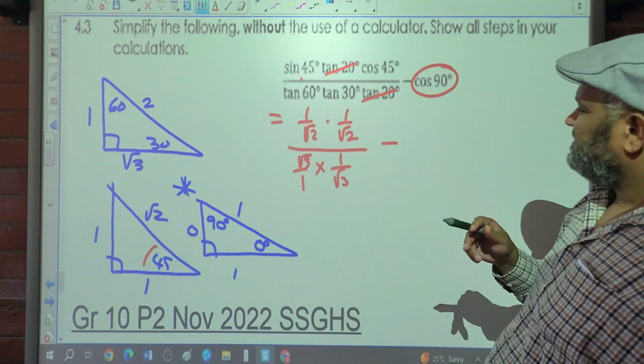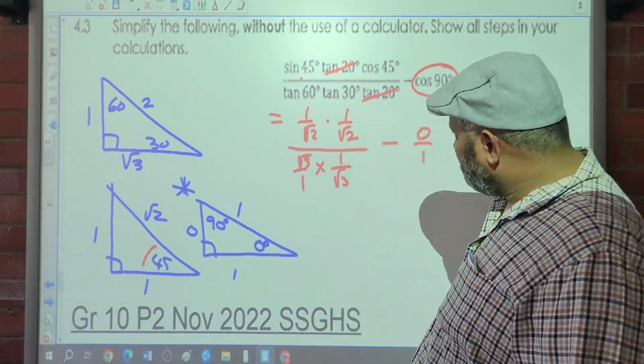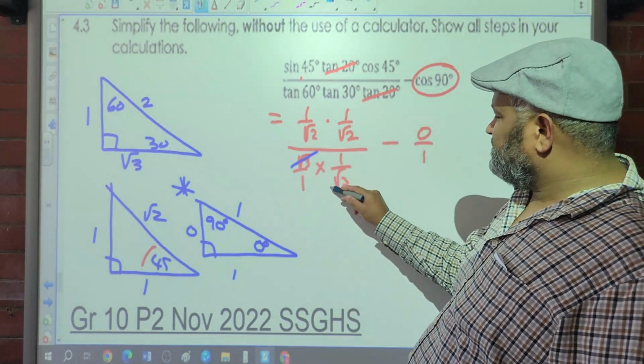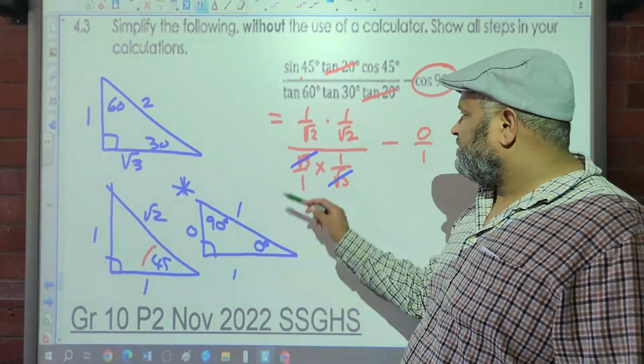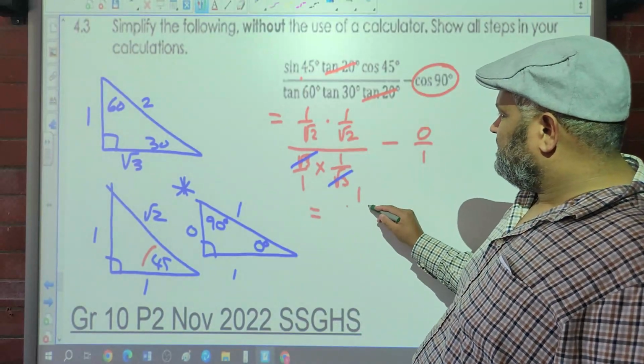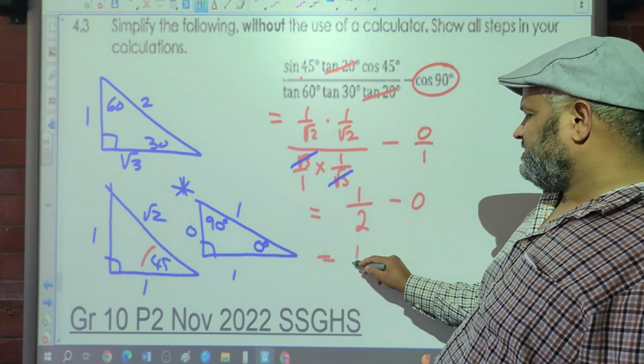So it's going to be 0 over 1. Okay, so what happens now? Root 3 cancels root 3. So the denominator is the 1 here. Not so? So what is 1 multiplied by 1? 1. Root 2 times root 2? 2 minus 0, which is?